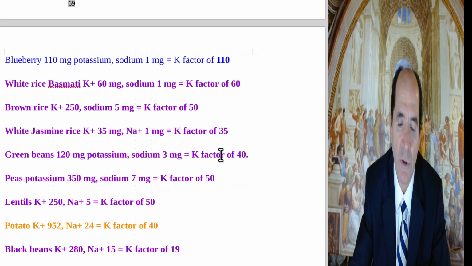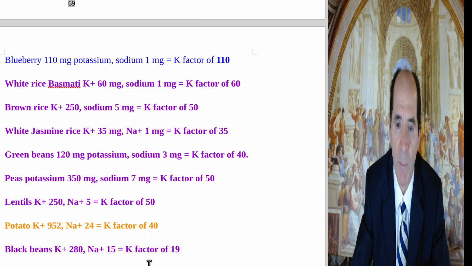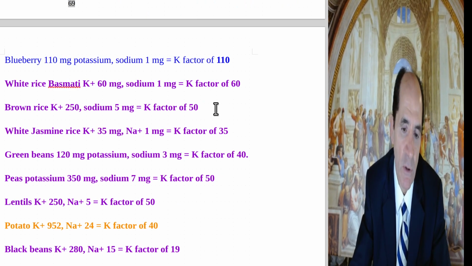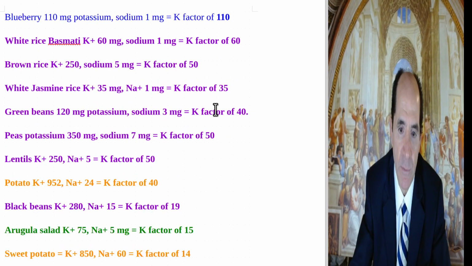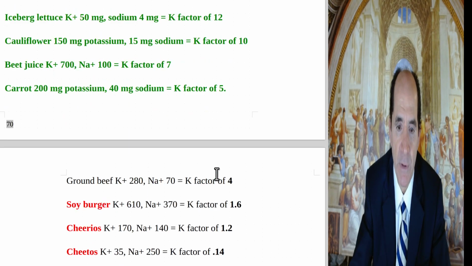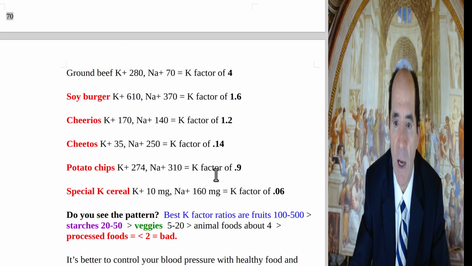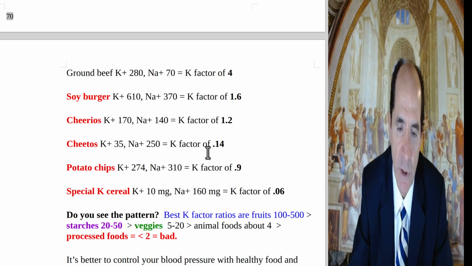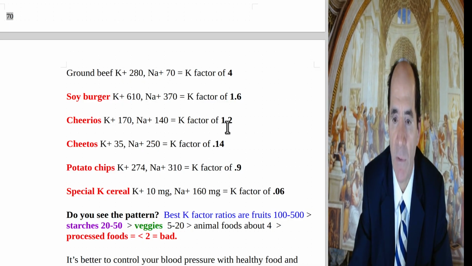When you eat starches, you get a K factor in the ballpark of about 20 to 60, which is also fantastic for preventing hypertension. Salads are okay. Salads are about 5 to 15 in terms of K factor. All these processed foods are lousy. Look at Cheerios, a pretty famous cereal. K factor of only 1.2. Anything below 5 is bad.